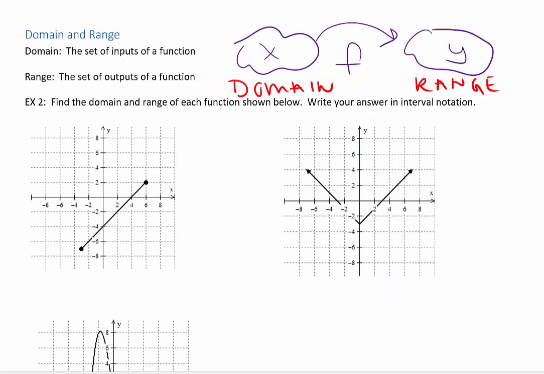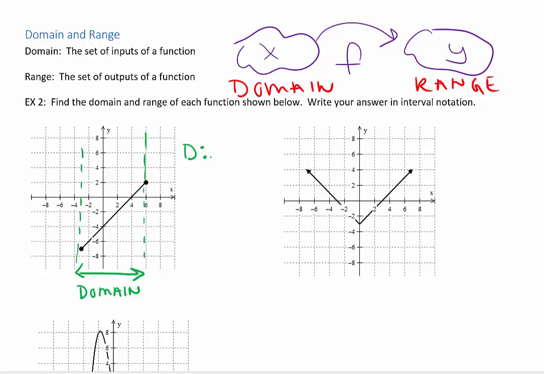I'm going to give you 2 vocabulary words today, domain and range. Domain refers to the set of inputs of a function, the x's that go into that function, and the range is the set of outputs, or the y values, that you get from that function. So let's start by finding domain and range if we're given a graph. Again, domain refers to all of the x's that the graph exists for.